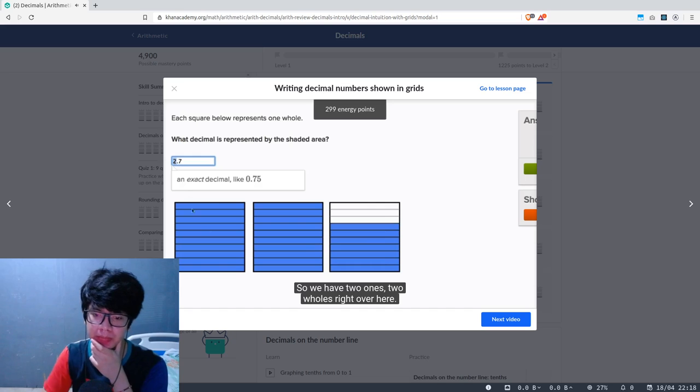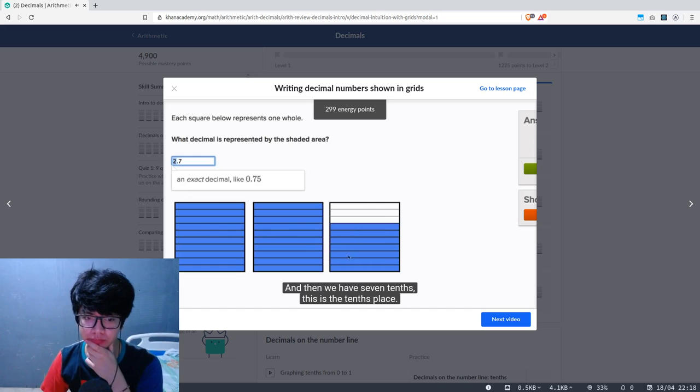So we have two wholes right over here, and then we have 7/10. This is the tenths place. And we could check our answer, and we got it right. Let's do another one of these.